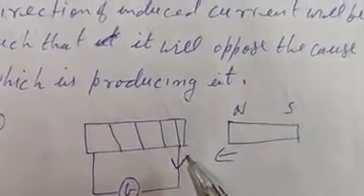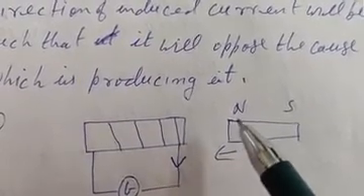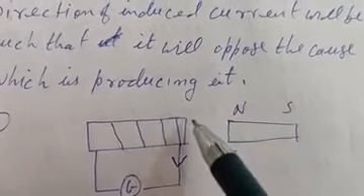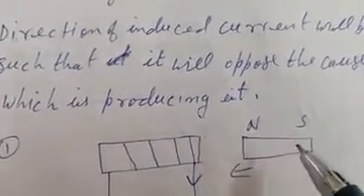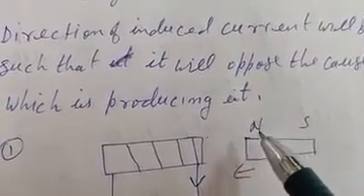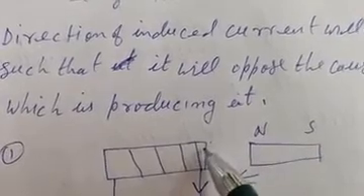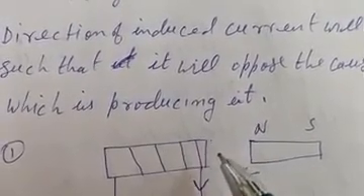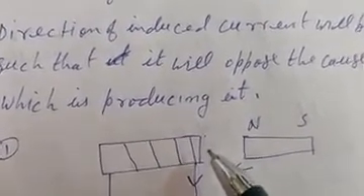So the direction of the induced current will be such that it opposes the cause, that is, it will tend to stop this north pole. And how is that possible? If this end becomes a north pole, then north and north will repel. This external agency will have to do some work against this repulsive force in bringing this north pole toward this coil. That work done will be converted into electric energy. In this way we can justify the law of conservation of energy.